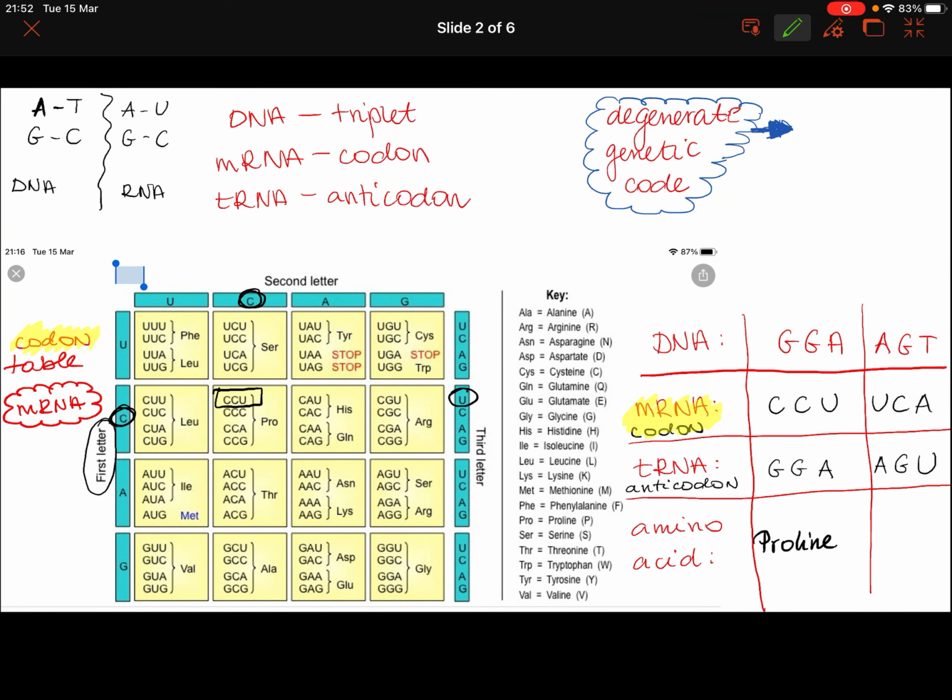So my second amino acid is coded by uracil for the first letter, cytosine for the second letter, and adenine for the third letter. So UCA I can locate here in my codon table, it's serine.